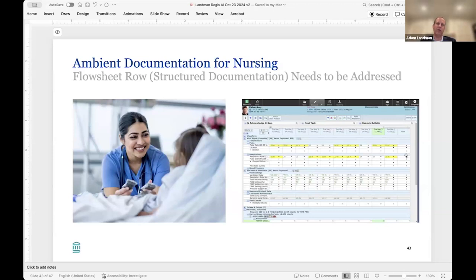side. And so the ambient documentation vendors are currently working on a version of this where the nurse can have a conversation and the tool will actually translate that text and conversation into structured data that will then populate these fields. And they have early versions. A couple of institutions are testing these, and we are going to test those in the future.